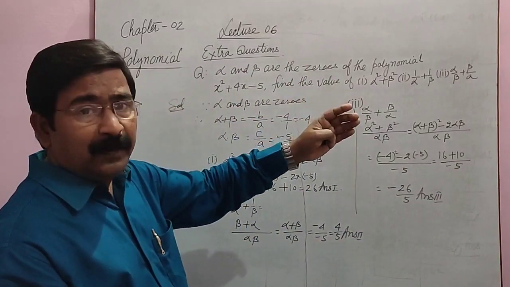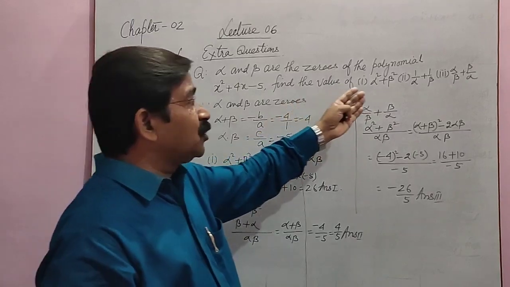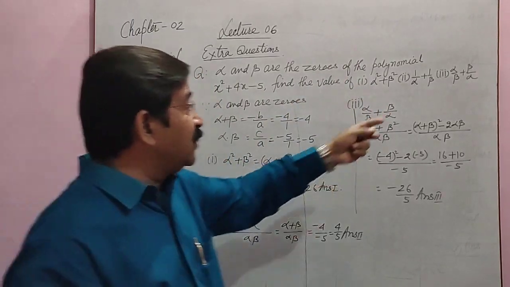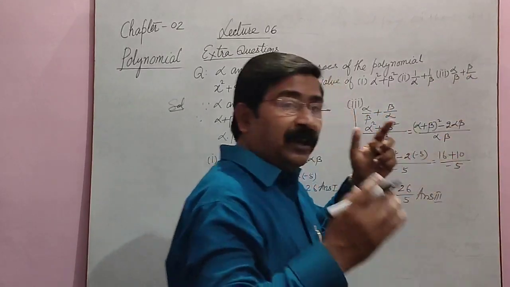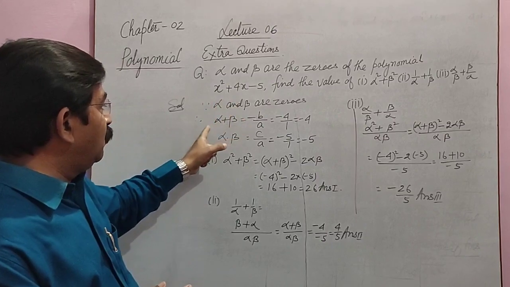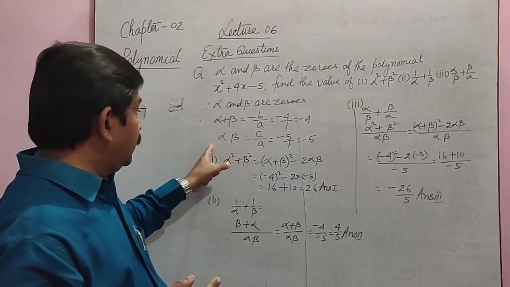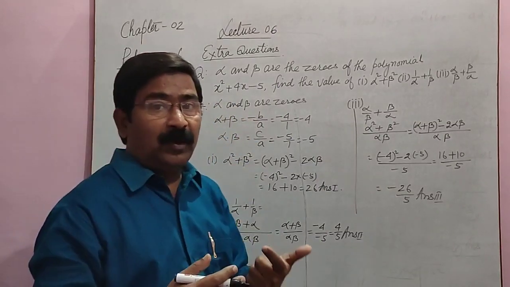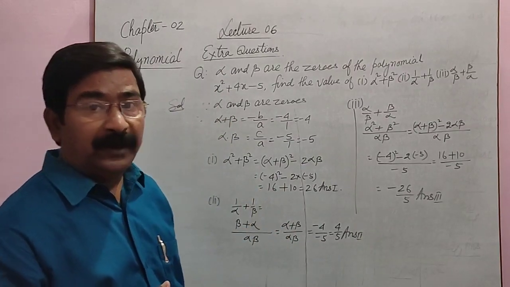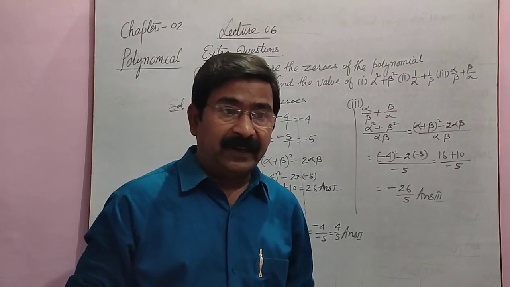Some more things can be asked to find, like alpha square minus beta square, alpha cube plus beta cube, alpha square upon beta plus. So every part can be solved in the same way. First you have to find the value of alpha plus beta and then alpha into beta, and convert the formula for your convenience as alpha plus beta and alpha into beta, and put the values, you can get it.